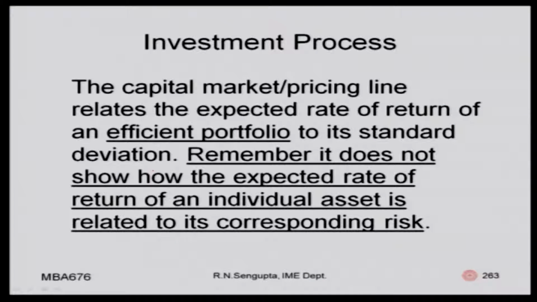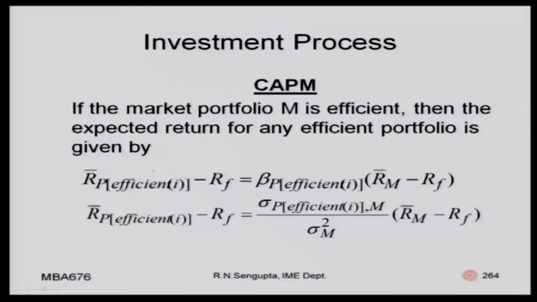The capital market pricing line relates the expected value of the return of the efficient portfolio to its standard deviation. Remember, it does not show how the expected rate of return of an individual asset is related to the corresponding risk. So, what we are trying to do is find out the so-called efficient portfolio with respect to its standard deviation of the risk, and the efficient portfolio would be compared with the market, because we consider the market to be most efficient. If the market portfolio M is considered efficient, then the expected value of any efficient portfolio, as we already discussed, would be exactly the same.